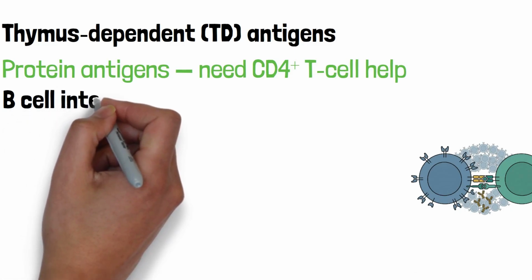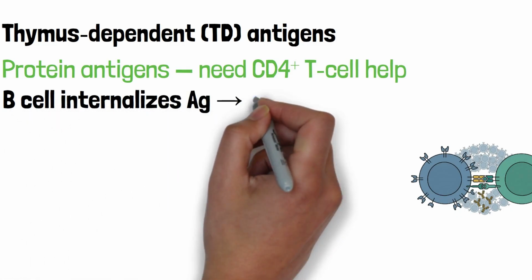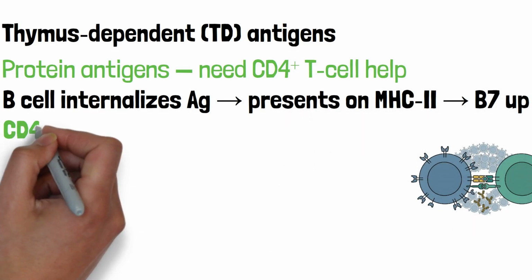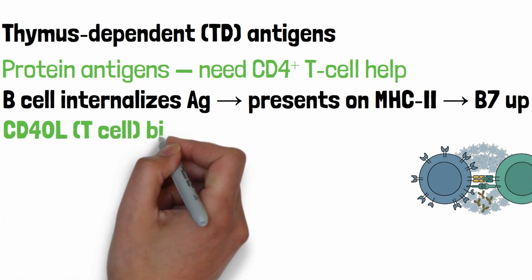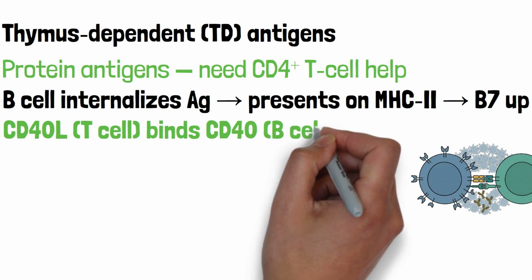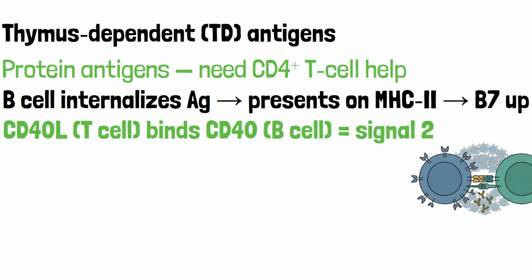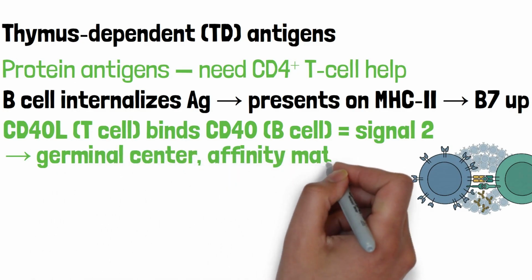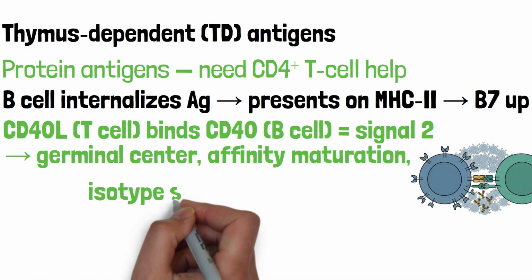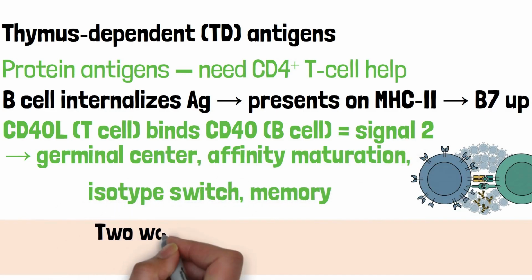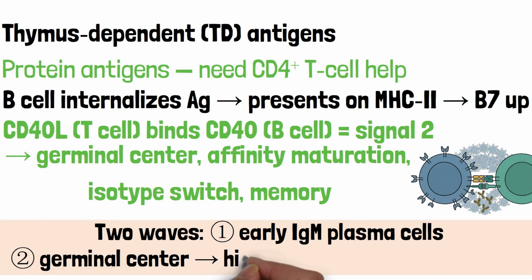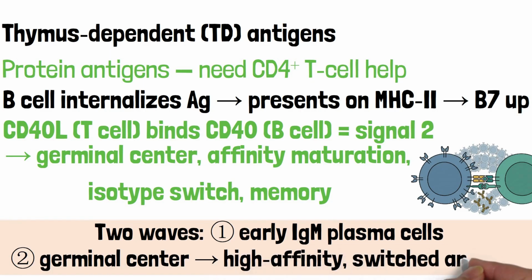The B cell internalizes the antigen, presents it on MHC class II, and, in the process, upregulates B7 on its own surface. The key second signal here is CD40L on the T cell binding CD40 on the B cell. That's the licensing step that lets everything else happen. With both signals in place, the response builds into a germinal center reaction, complete with affinity maturation, isotype switching, and long-term memory. All of this plays out in two waves, an early wave of IgM-secreting plasma cells, followed by a slower germinal center wave that produces high-affinity, class-switched antibody.